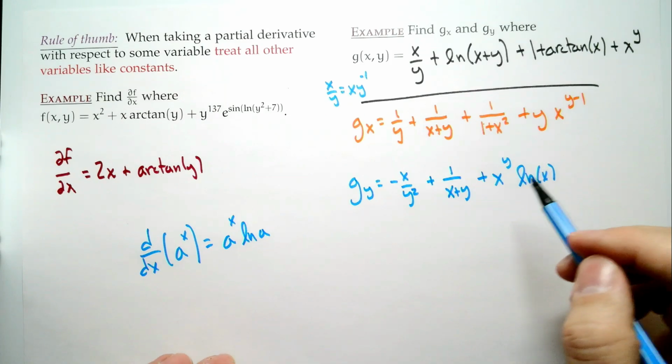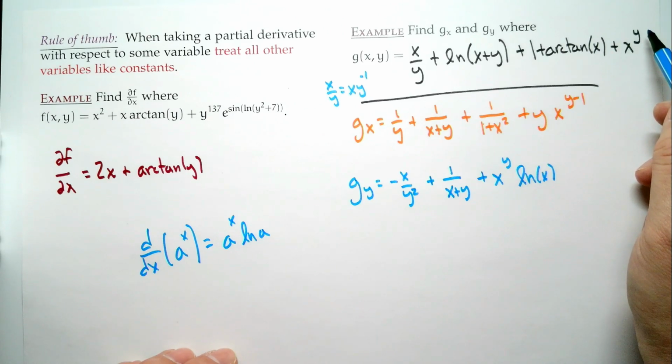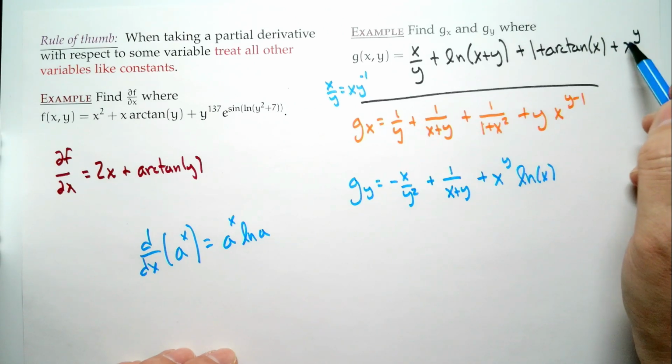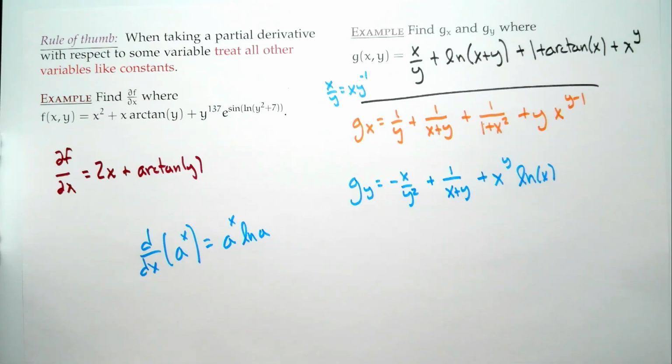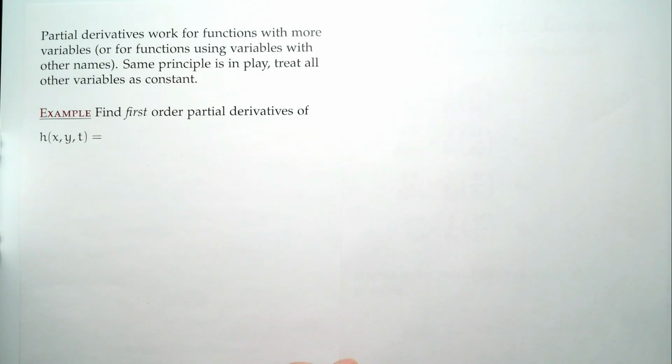Now in our case, when I'm taking the derivative of x to the y with respect to y, essentially I have a number to the y. So this x is acting as my base a. And so that's how I applied the rule. All right. So we can take these derivatives. Now that's two variable functions. It works with any number of variables. 2 variables, 3 variables, 4 variables. And you don't have to use the letters x and y and z. You can use whatever letters you like.